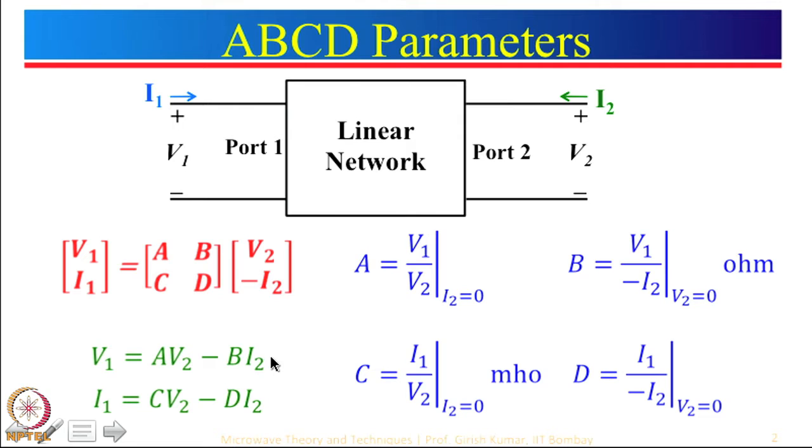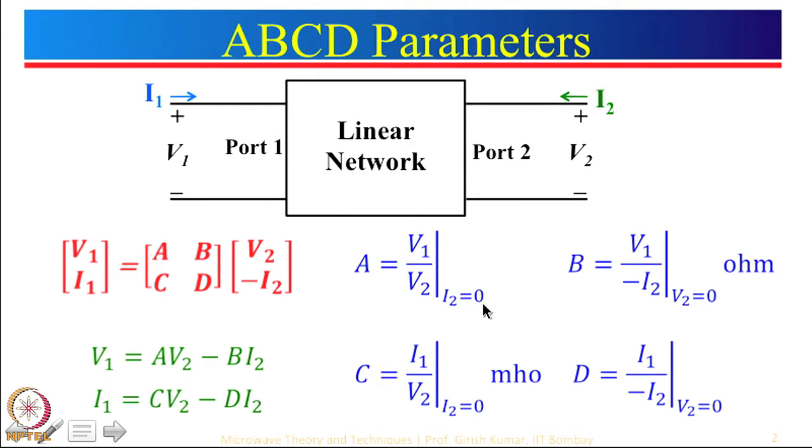Now, by using these two equations, we can find out the ABCD parameters. Let us see what A is. From here, A will be equal to V1 by V2 provided I2 is equal to 0. So, if we put a boundary condition of I2 equal to 0, then A is V1 divided by V2. You can think of A as nothing but a voltage ratio provided I2 is equal to 0.